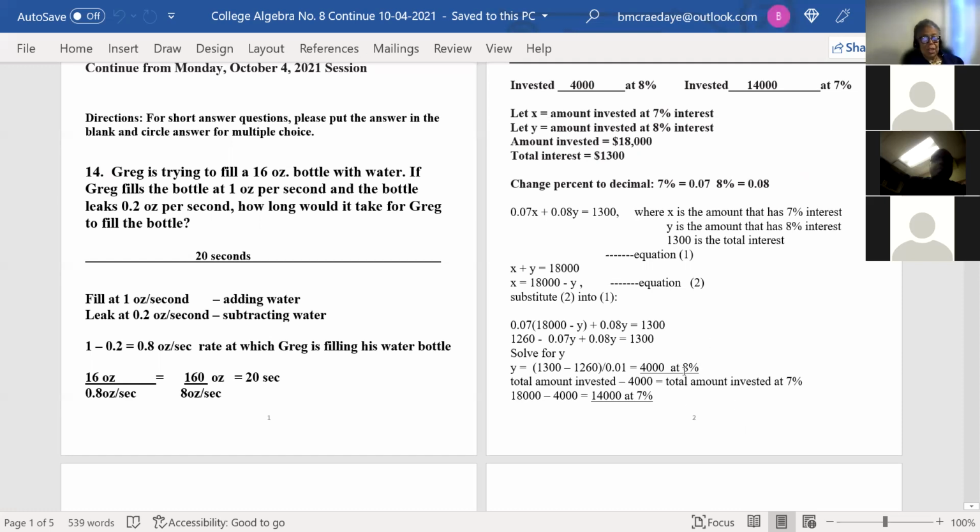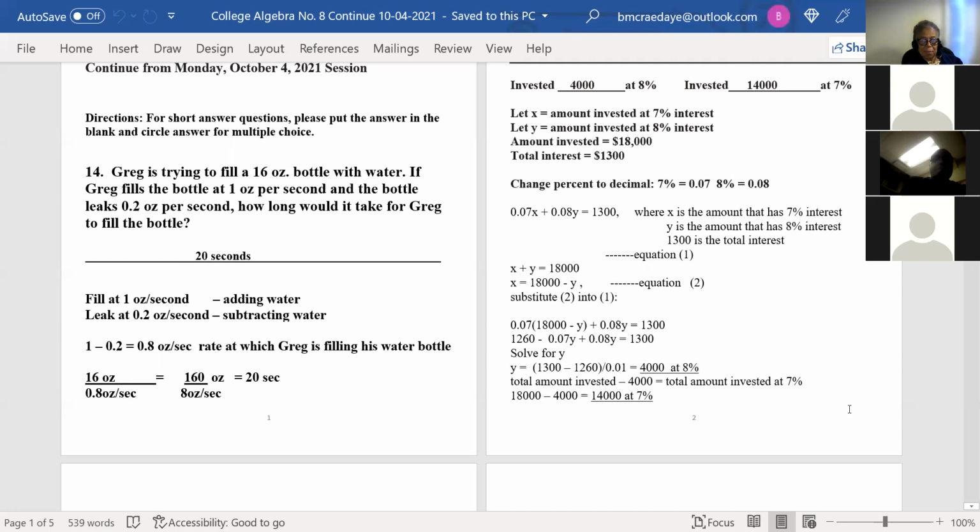4,000 at 8%. And if we know it's 4,000 at 8% and we know the total was 18,000, then we just subtract that 4,000 from the 18,000 and we get 14,000. So your answers are 4,000 at 8% and 14,000 at 7%.